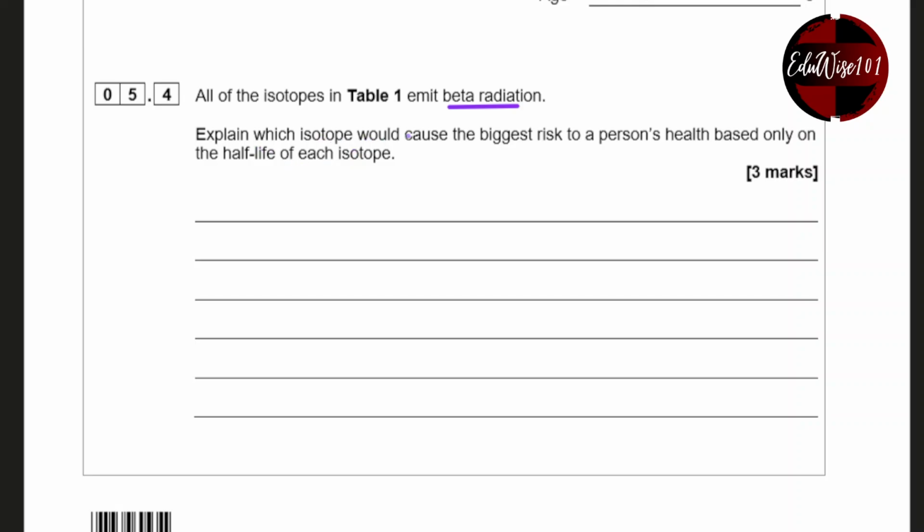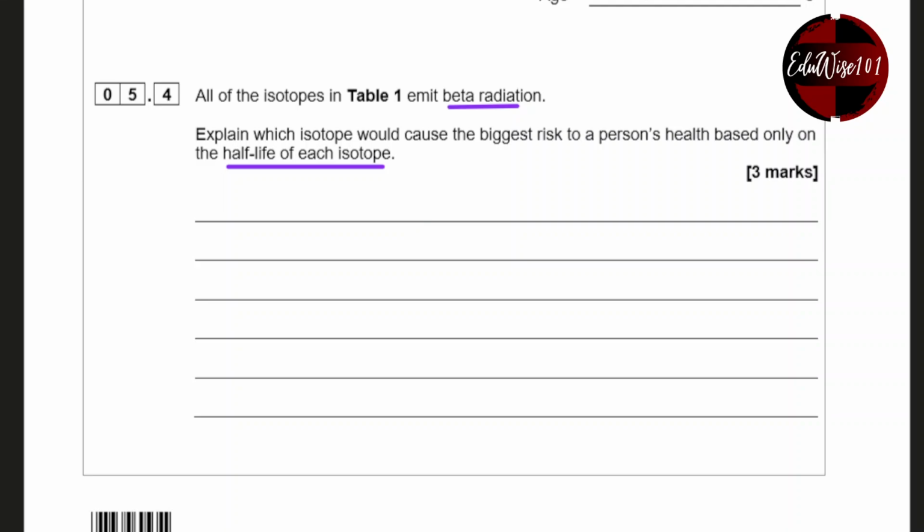Explain which isotope would cause the biggest risk to a person's health based only on the half-life of each of the sample. Right? So based only on the half-life, the biggest risk is a radioactive sample that is decaying really fast. If it's decaying slowly, or if it has a much longer half-life, the activity is not as high as something that is decaying rapidly.